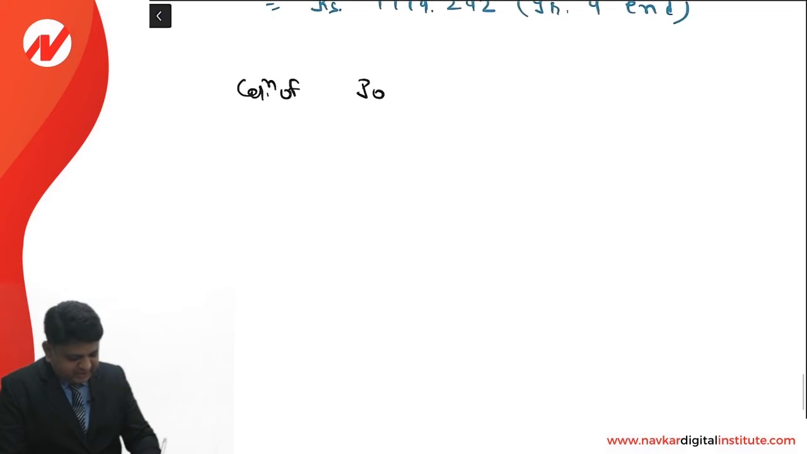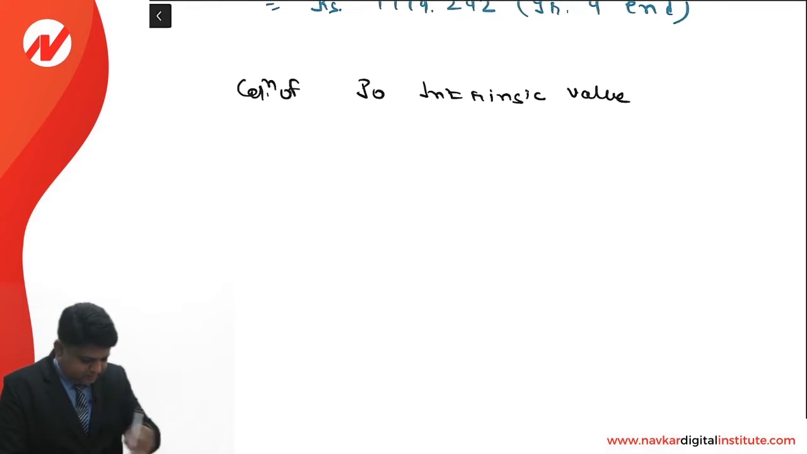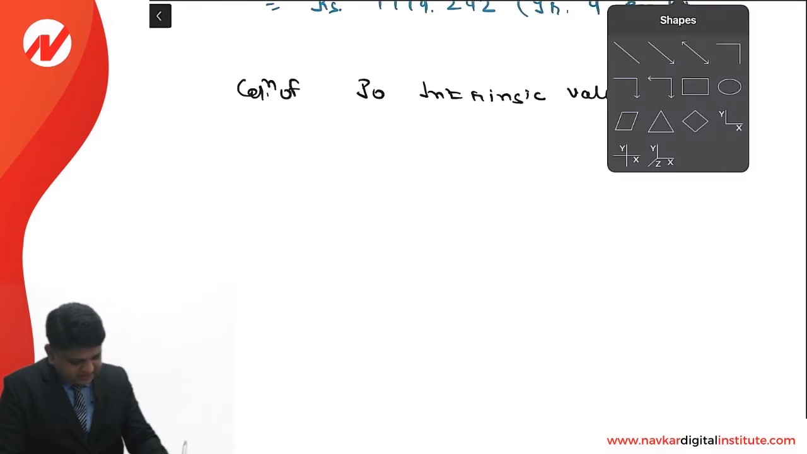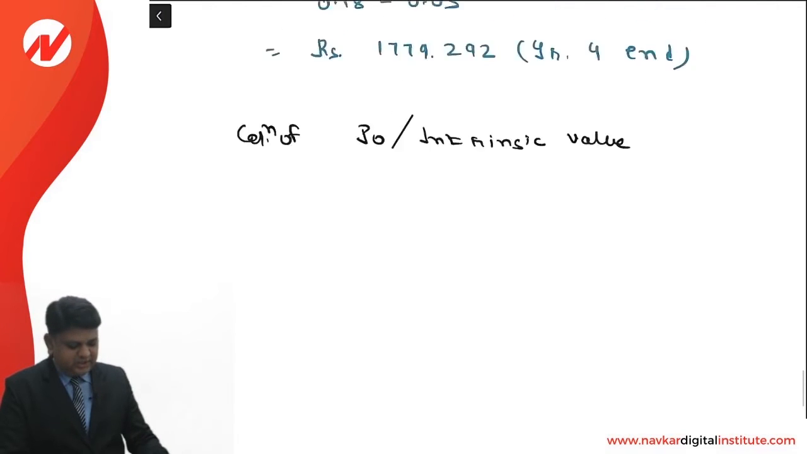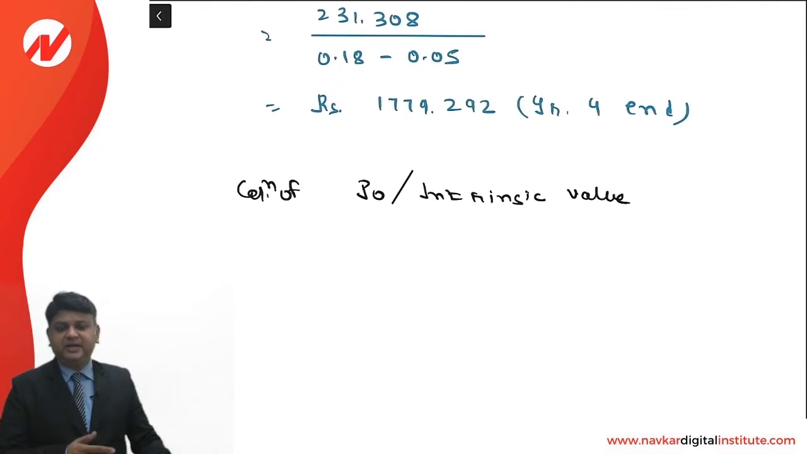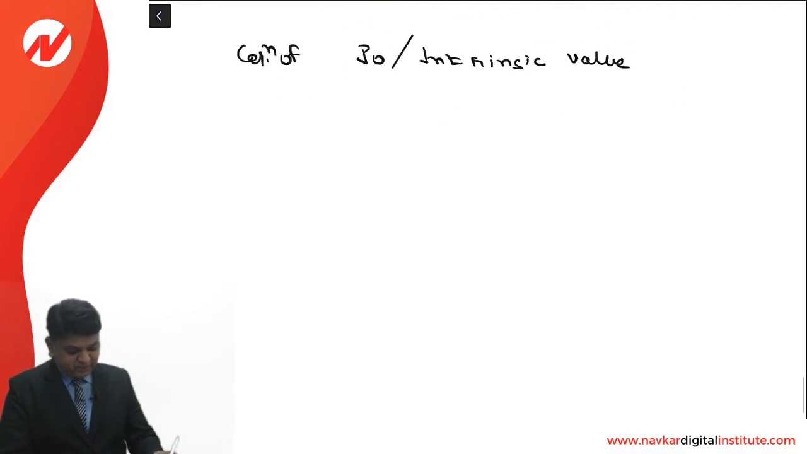It is also given a name as intrinsic value. It is also given a name as fundamental value. It is also given a name as the price of equity share using the dividend discount model approach.